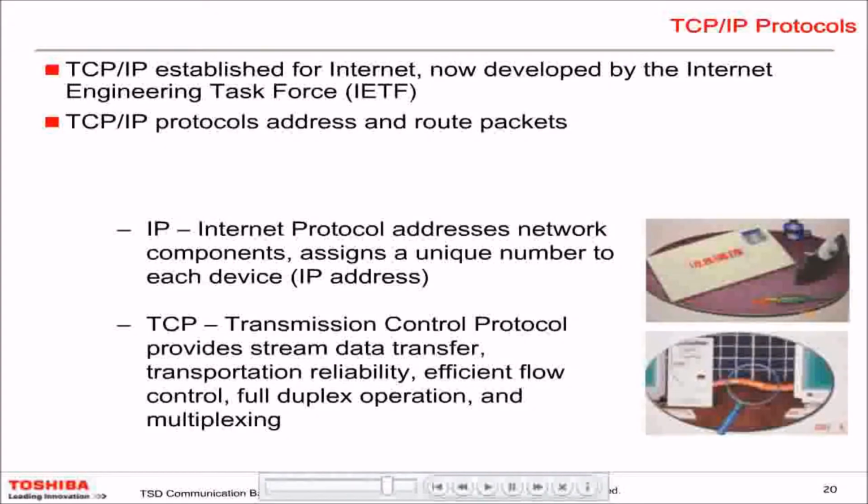The suite of TCP/IP protocol core functions are addressing and routing in the network layer and transportation control in the transport layer. IP, Internet Protocol, addresses the network components by assigning a unique number to each device. We call this an IP address. TCP, Transmission Control Protocol, provides the stream data transfer, transportation reliability, efficient flow control, full duplex operation, and multiplexing.